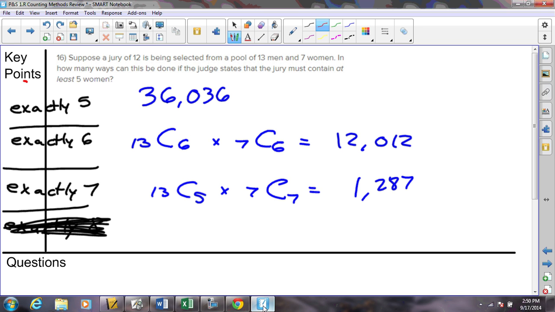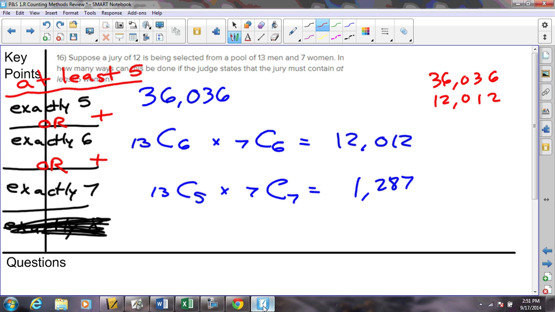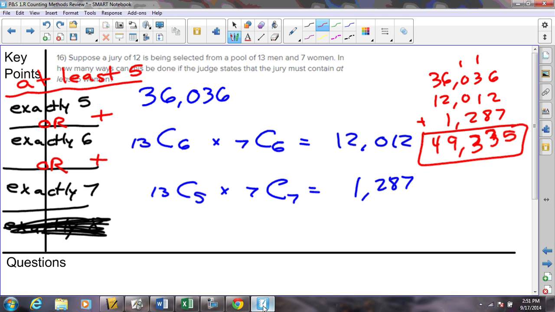This is a problem that hinges around the idea that you recognize at least 5 is the same thing as saying exactly 5, or exactly 6, or exactly 7. Because this is an OR problem, it tells us it's an adding problem. 36,036 added to 12,012 added to 1,287. You add those all up, we have our answer of at least. And there we go. There are 49,335 different juries that could possibly be created that contain at least 5 women.